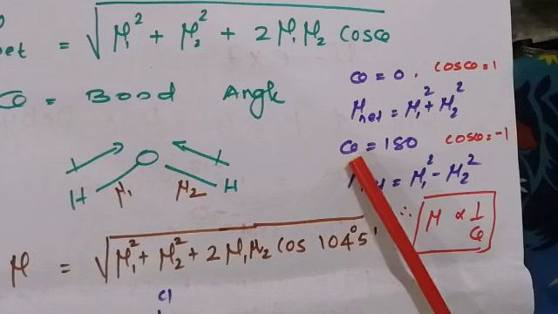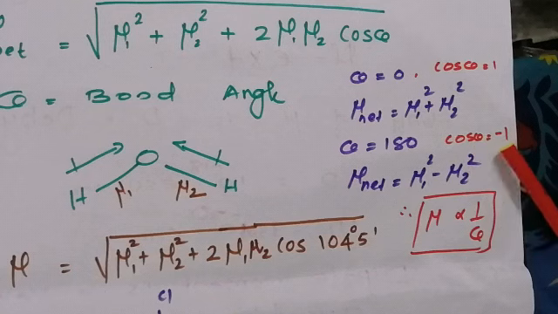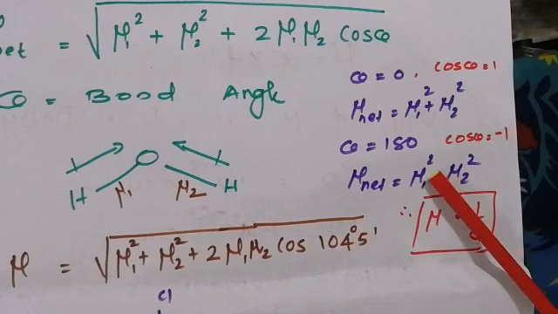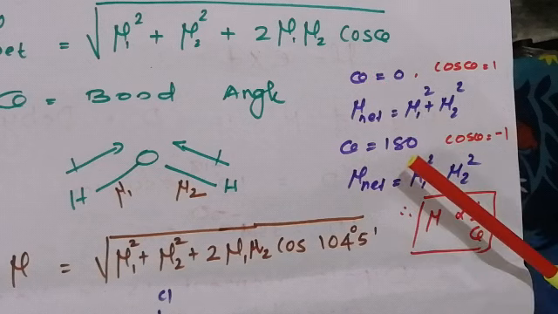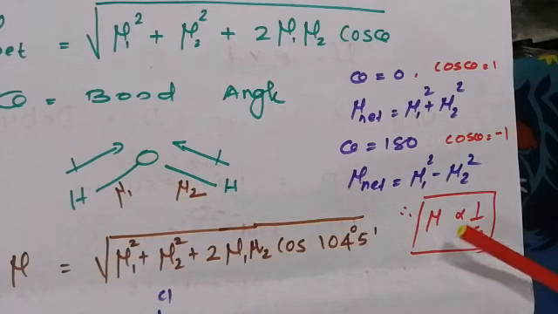Another option is theta equal to 180. The bond angle is 180, and cos 180 is equal to minus 1. Therefore, the net dipole moment is equal to mu1 minus mu2, which is almost 0. Therefore, the maximum dipole moment is when theta is equal to 0, and the minimum dipole moment is when theta is equal to 180. Therefore, you can say that dipole moment is inversely proportional to theta.